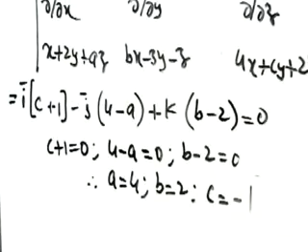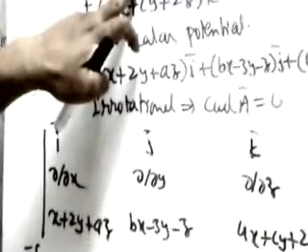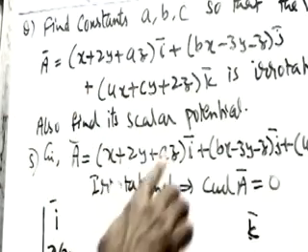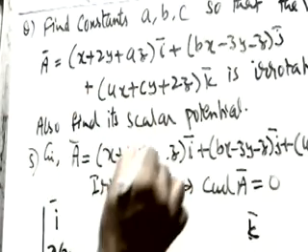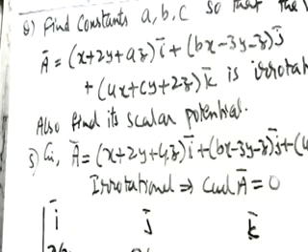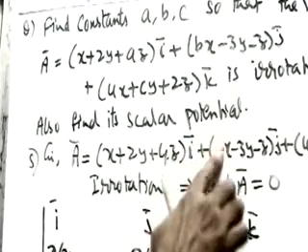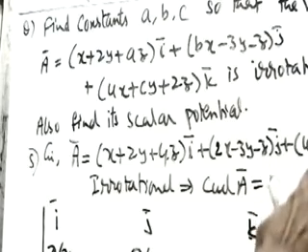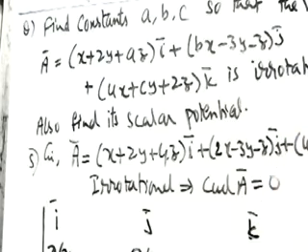Now next question is, we have to find a scalar potential phi. Let me first substitute the values of a, b, c here. The value of a is 4, so this will become 4. The value of b is 2, so this will become 2. And the value of c is minus 1, so this will become minus. So let me continue from here.